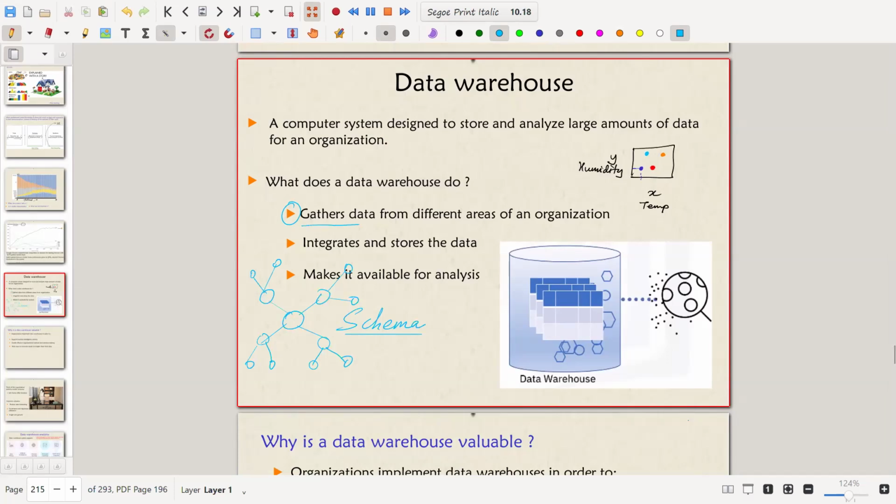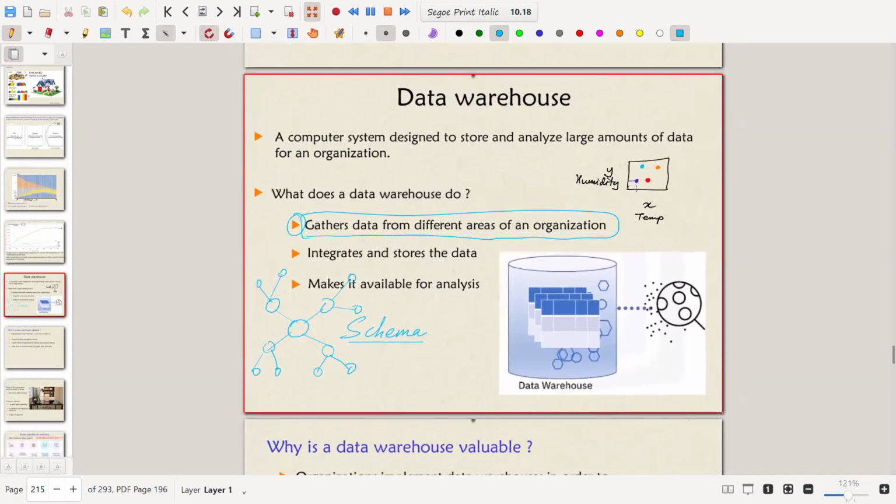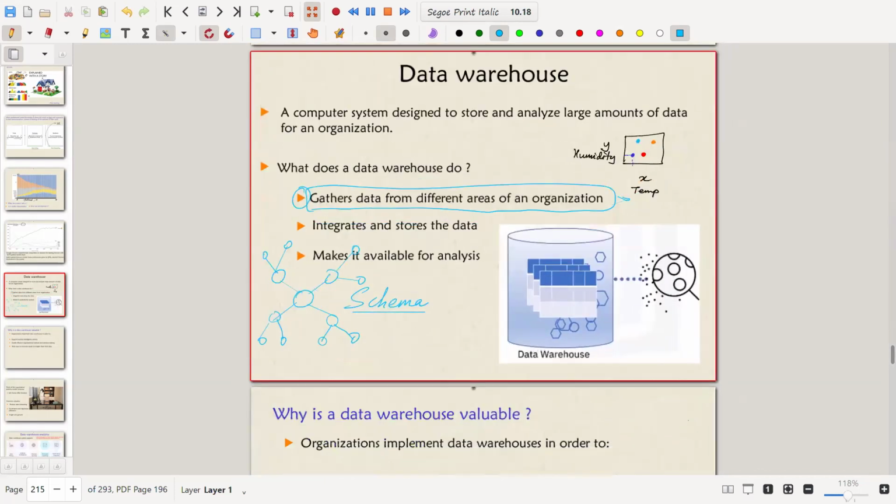So you can see it gathers data from different areas of an organization. This single word tells us about schema, which will come later to us, and is one of the important topics of this course also. So it integrates and stores the data as usual and then makes it available for analysis. You can see this is the data warehouse.